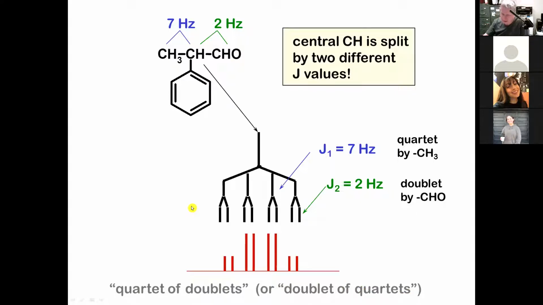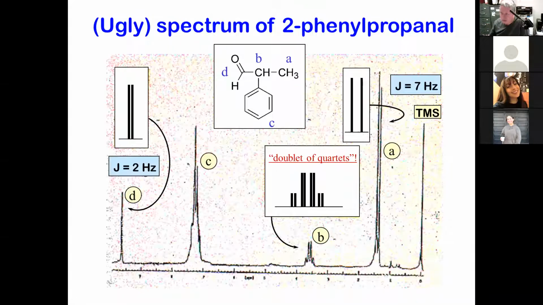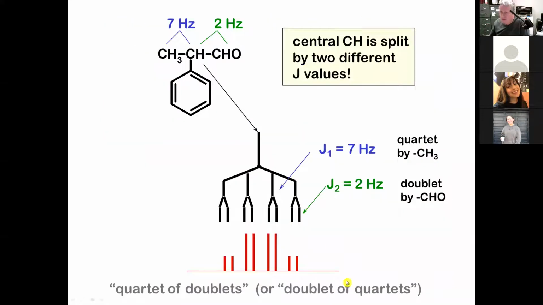Let me go back to the last slide one more time. So the distance between, let's look at D again. The distance between the peaks is 2 Hertz, right? And here on the right, the distance between the peaks is 7 Hertz, right? Okay, so now I'm going to go back to this doublet of quartets, or quartet of doublets. And can you imagine where there's 2 distances? There's a 2 Hertz distance and a 7 Hertz distance. So what's the small distance here? The small distance, like between 2 legs of the quartet. What do you think that is? Is it 2 or 7? Small number.